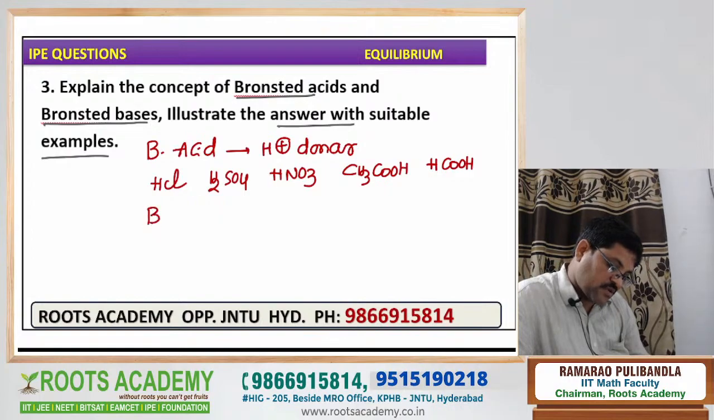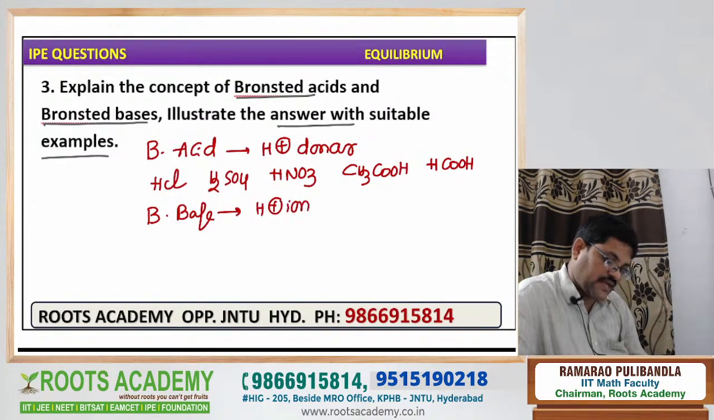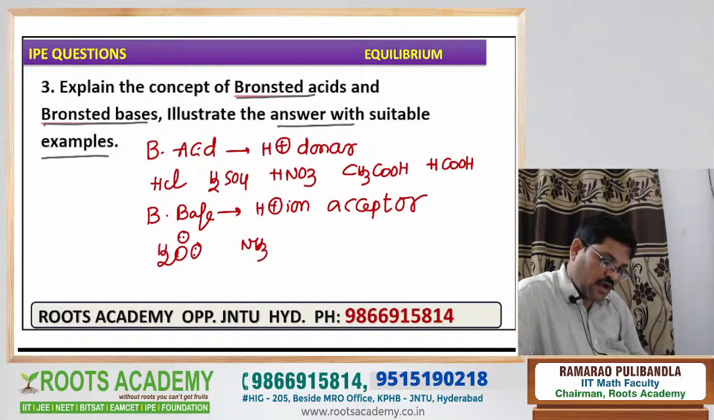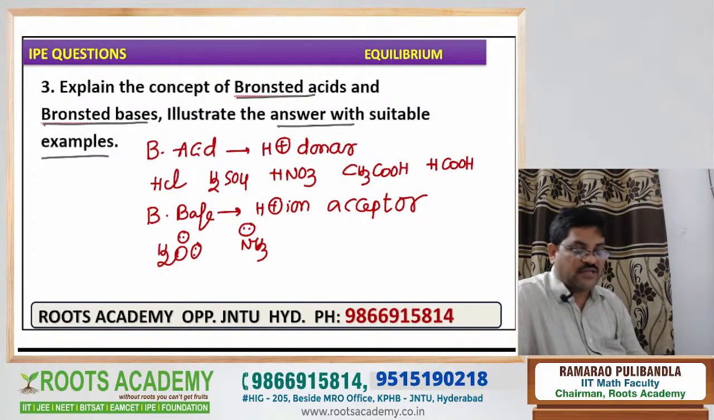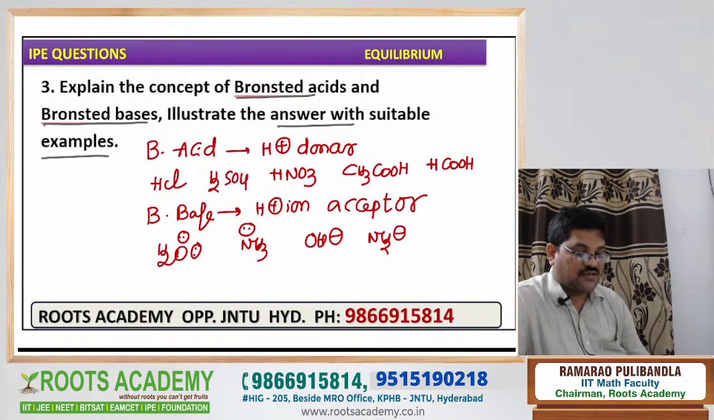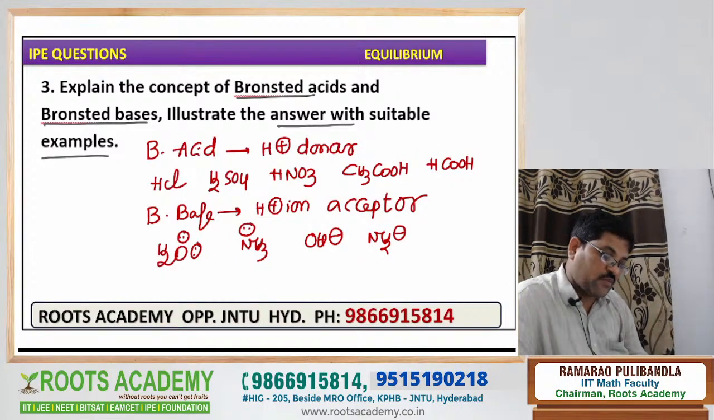Come to the example of the Bronsted base. What is a Bronsted base? A Bronsted base means an H plus ion acceptor. Tell me, students, H plus ion acceptor. So what are examples of Bronsted bases? H2O, because its lone pair accepts H plus. Ammonia, because the lone pair of nitrogen accepts H plus, and OH minus accepts H plus, NH2 minus accepts H plus.